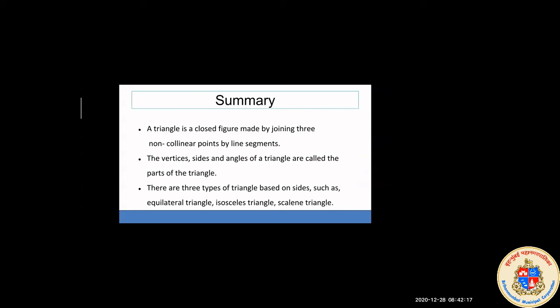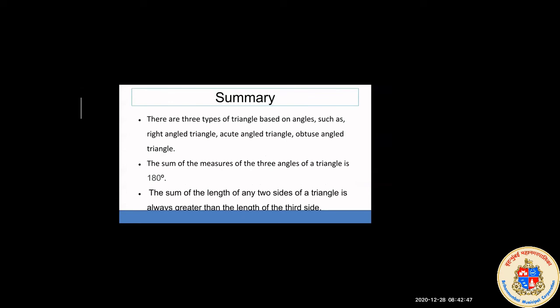Triangle is a closed figure. If you remember, we have learned the definition of a triangle. Triangle is a closed figure made by joining three non-collinear points by line segments. Vertices, sides and angles of a triangle are called parts of a triangle. And in the second slide we have seen that a triangle consists of side, vertex and angle. There are three types of triangle based on side, such as equilateral triangle, isosceles triangle and scalene triangle. There are three types of triangle based on angles, such as right angle triangle, acute angle triangle and obtuse angle triangle.